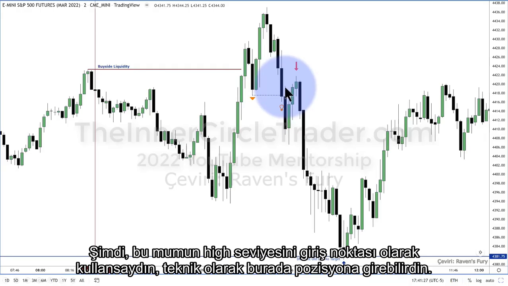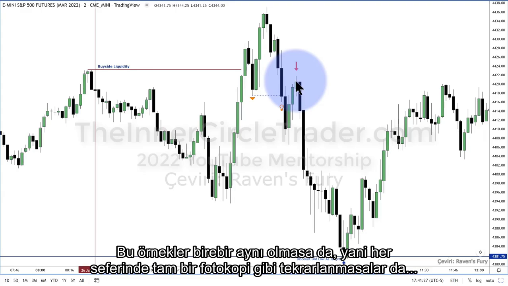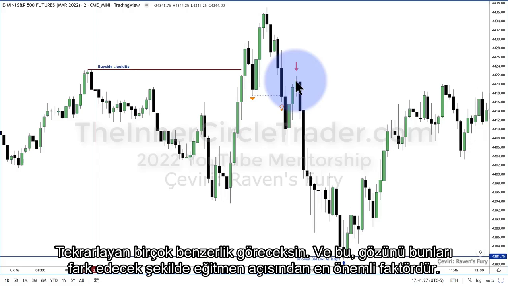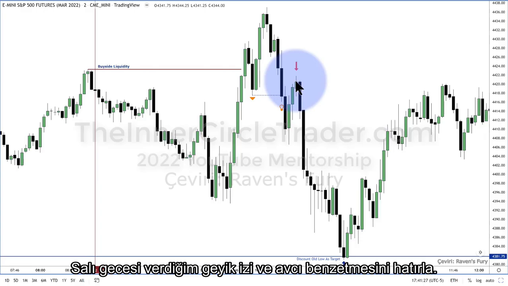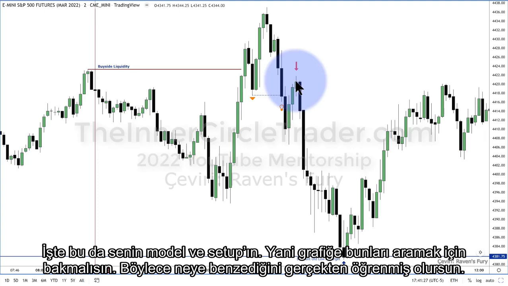Now, if you used this candle's high as your entry point, you technically could have got filled here. But in here, I want to teach you to look at the total range available, in hindsight, because it gives you a framework to look for how these examples, while they're not exactly the same, don't repeat as an exact photocopy of every single previous instance. There's a lot of similarities that you'll find that are reoccurring, and that's the important factor, to train your eye to see it. Remember the analogy I gave you on Tuesday night about the deer track and being a hunter. You have to know what a deer track looks like to stalk it effectively. Well, this is your pattern and setup, so you need to go in looking for it so it reinforces the idea that you know what it looks like.